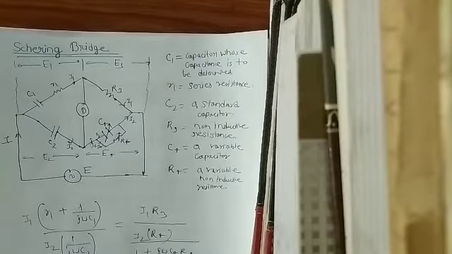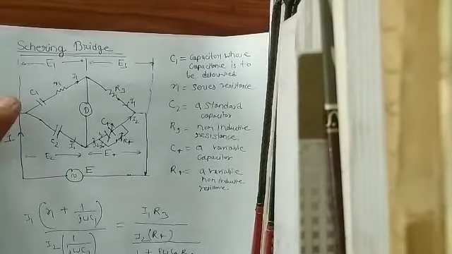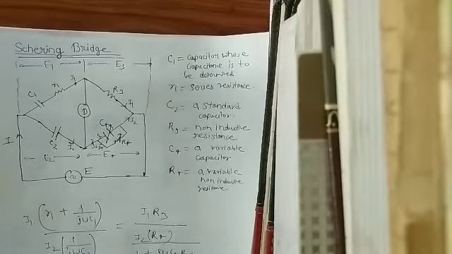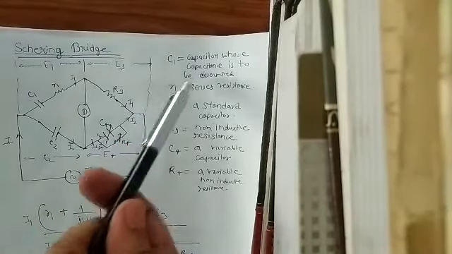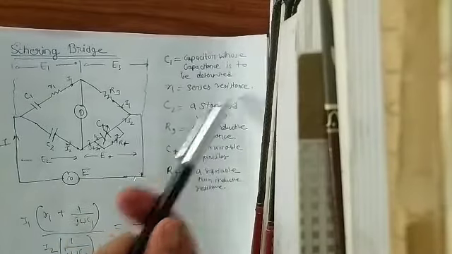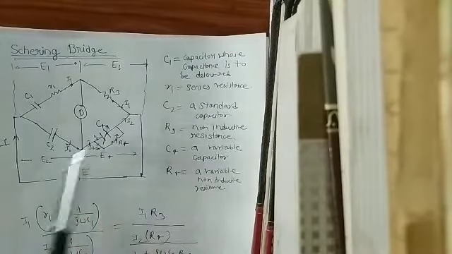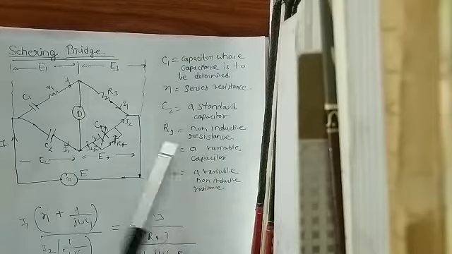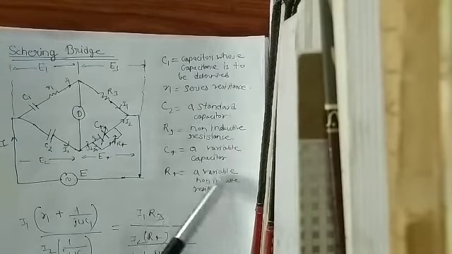I am Ashish Nema and I am going to deliver a lecture on the topic Schering bridge. With the help of this bridge we can find the value of capacitor C1. Here in this bridge C1 is a capacitor whose capacitance is to be measured. R1 is series resistance, C2 a standard capacitor, C4 a variable capacitor and R4 a variable non-inductive resistance.